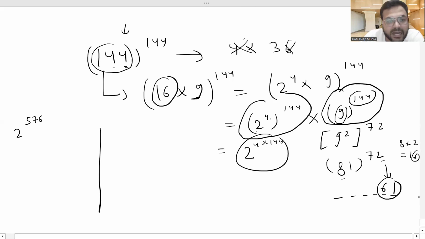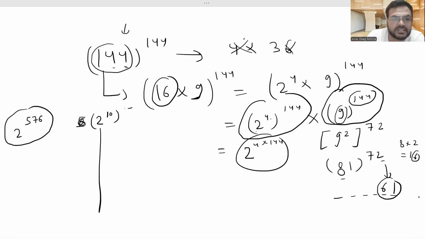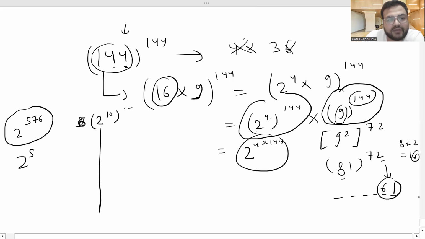Now see, how can you convert this part in the form of (2 power 10) whole to the power something? That is the main question. Now this 576, how can you write this? 576 can be written as 570 plus 6. This is how you can break it.